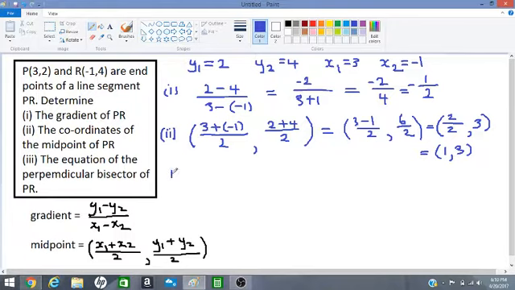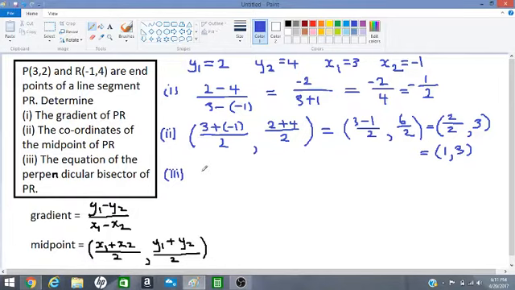Let's move on to part 3, the perpendicular bisector of PR. Note well that a perpendicular, this is a spelling error here. Okay, so perpendicular. Okay, perpendicular bisector of PR makes a 90-degree angle with PR, and it also passes through the midpoint of PR, which we just found to be 1, 3.